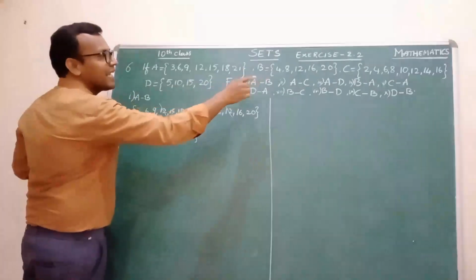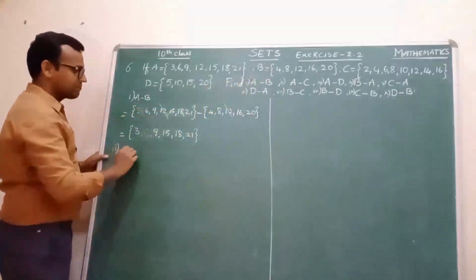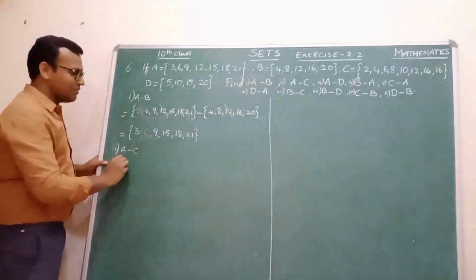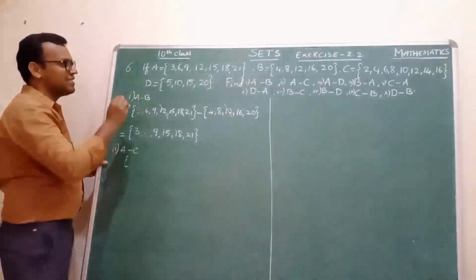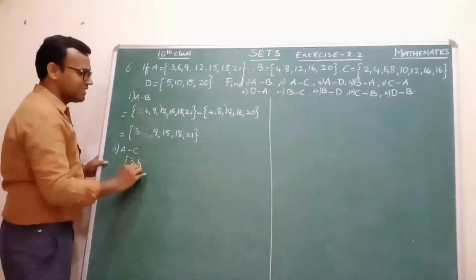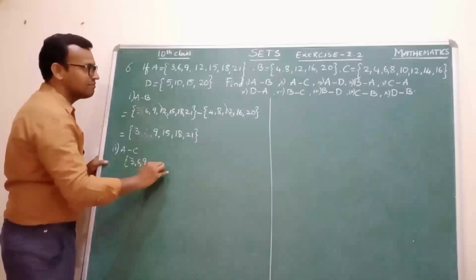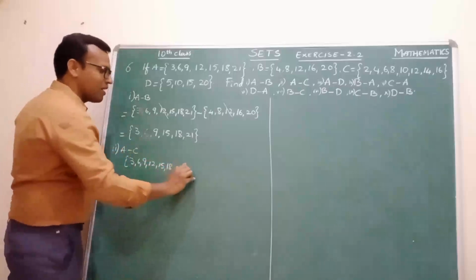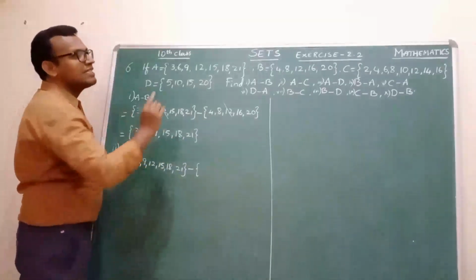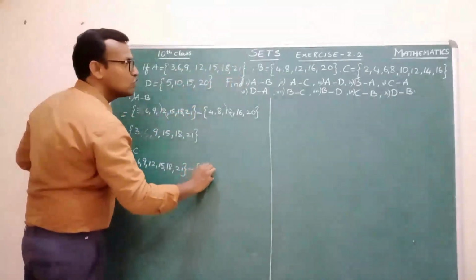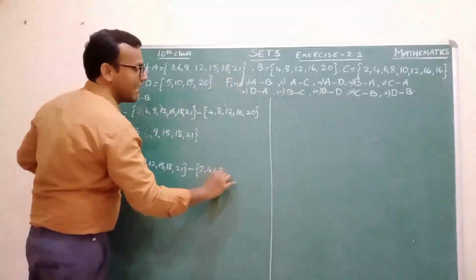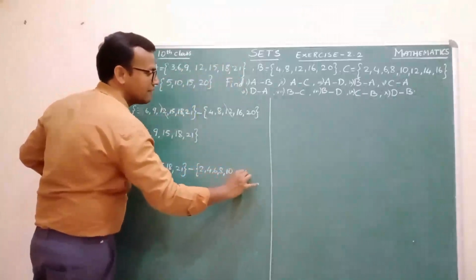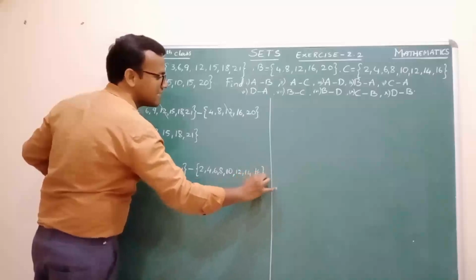Second one is A minus C. So let me start writing set A. What is set A? Set of 3, 6, 9, 12, 15, 18 and 21 minus C. What is C? C is the set of 2, 4, 6, 8, 10, 12, 14 and 16.